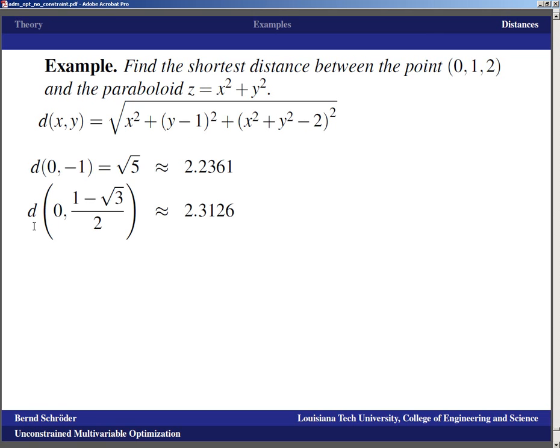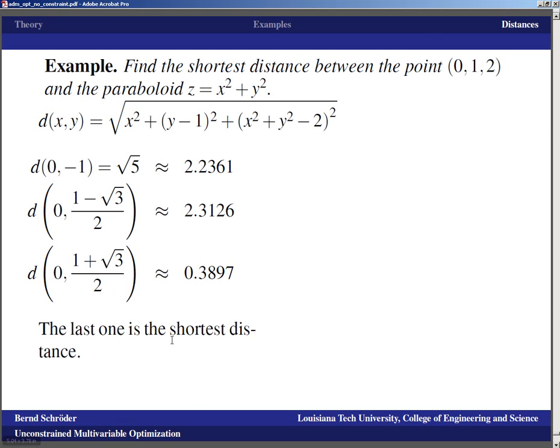We also have to compute the distance that is realized at x equals 0 and y equals 1 minus root 3 over 2, and that's something that I plug straight into a calculator. The distance ends up being approximately 2.3126, and the distance realized for x equals 0 and y equals 1 plus root 3 over 2 ends up being 0.3897. So that's just straight computer calculation. I wouldn't want us to do any kinds of acrobatics with square roots and squares for those things. And so that means the last one is the shortest distance, obviously, because that's the smallest number.